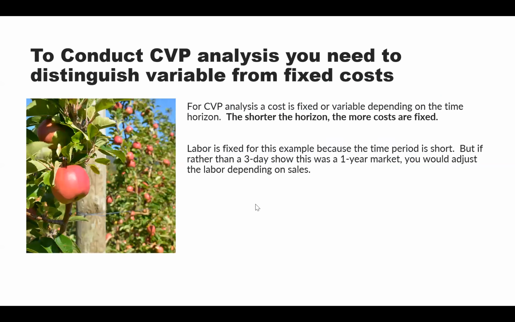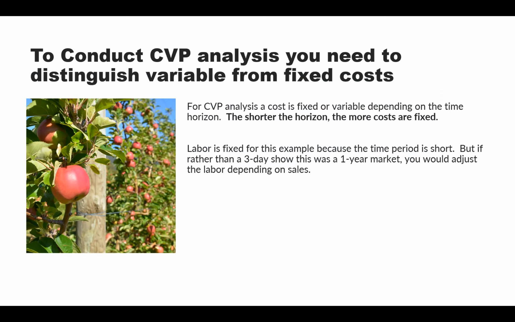So, the key thing though is to conduct this cost volume profit analysis, you really need to be able to distinguish variable from fixed costs. And I know I've already touched on that, but I just want to reiterate that because the key with the cost volume profit analysis is you're trying to generate enough income in order to both first cover your fixed costs and then to earn a profit after that.